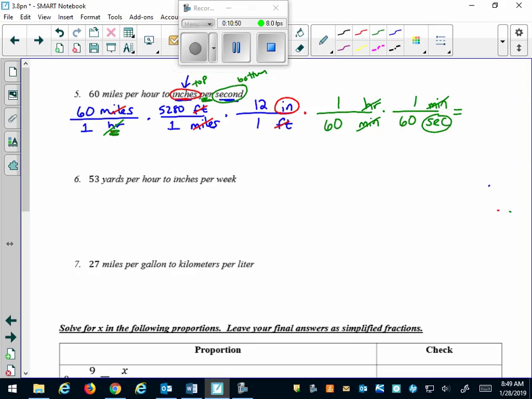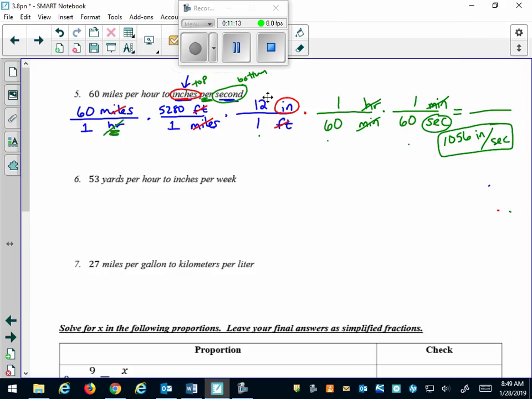Okay, so now we got this set up. We need to do 60 times 5,280 times 12 times 1 times 1 over, and then 1 times 1 times 1 times 60 times 60. I'm going to let you do that out on your calculator, but it ends up 1,056 inches per second.